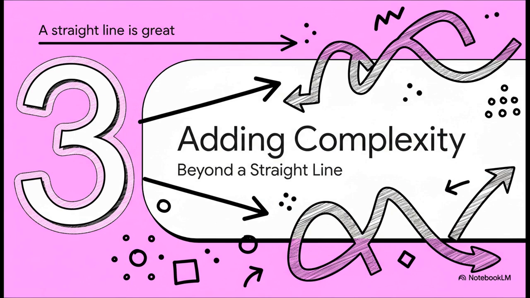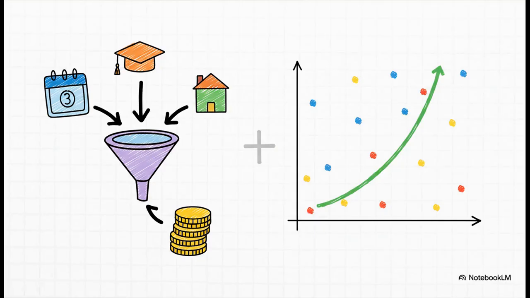Now, a straight line is a fantastic starting point, but let's be honest, the real world is, well, it's messy. It's not always a perfect straight line. So what do we do then? Well, the cool thing is we can build on this exact same idea. What if you have more than one input? Like you want to use both years of experience and level of education? No problem. That's just called multiple regression.